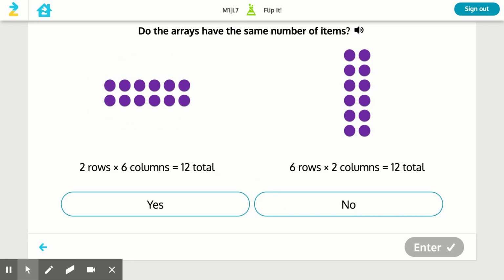Now we've got another multiple choice question. Let's take a look at these arrays. Do the arrays have the same number of items? The array on our left side has 2 rows and 6 columns to equal 12. And the array on our right side has 6 rows and 2 columns to equal 12. In your Nearpod, tell me, do the arrays have the same number of items? I hope you said yes. They absolutely have the same number of items.